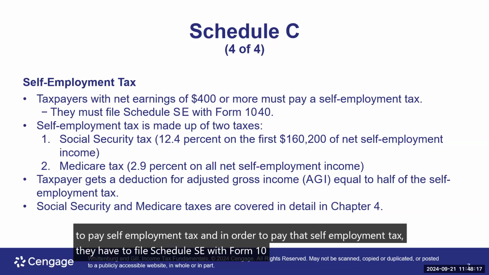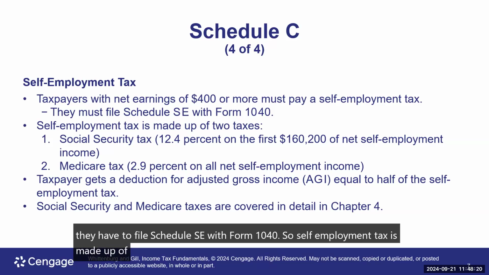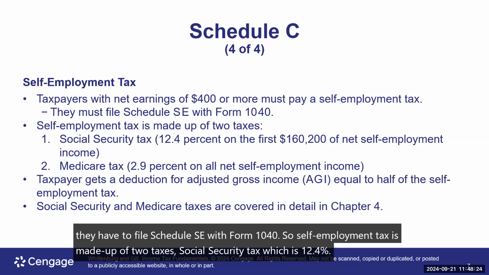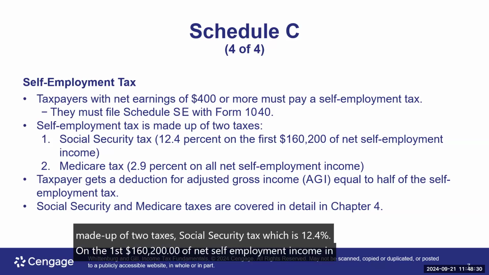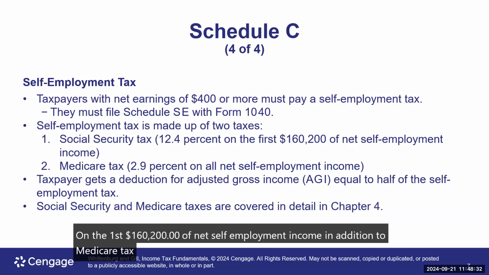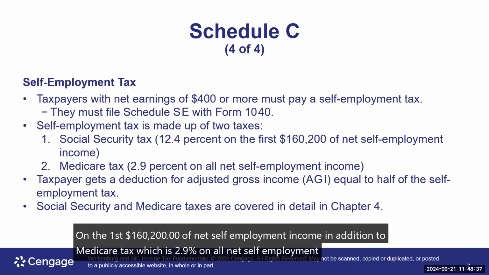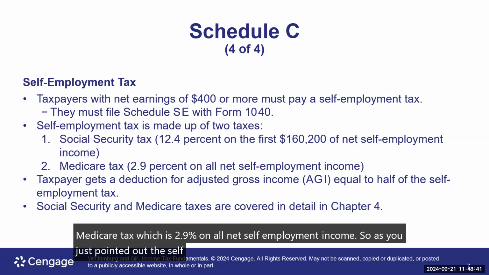So self-employment tax is made up of 2 taxes: Social Security tax, which is 12.4% on the first $160,200 of net self-employment income, in addition to Medicare tax, which is 2.9% on all net self-employment income. So, as you just pointed out, the self-employment tax is made up of these 2 taxes.